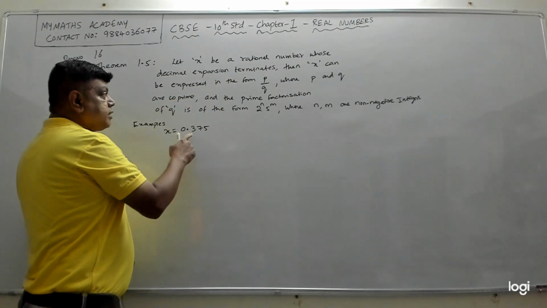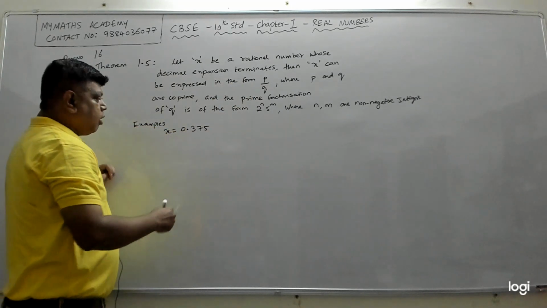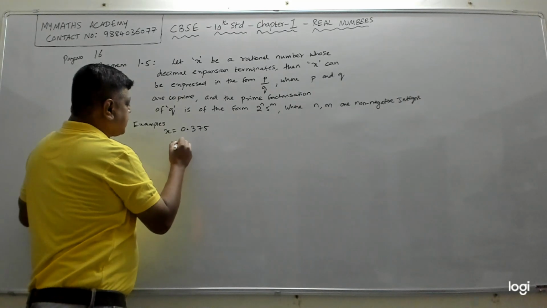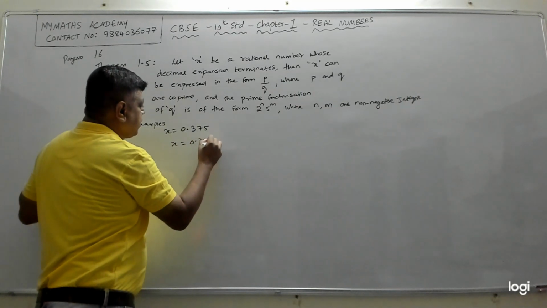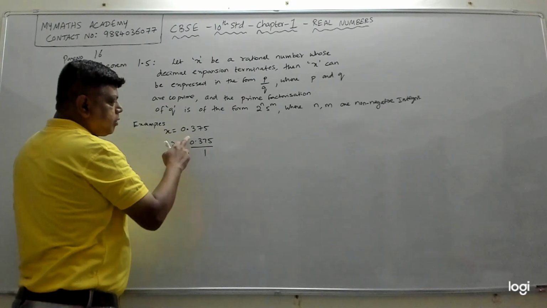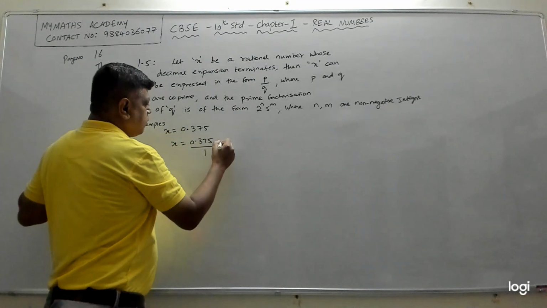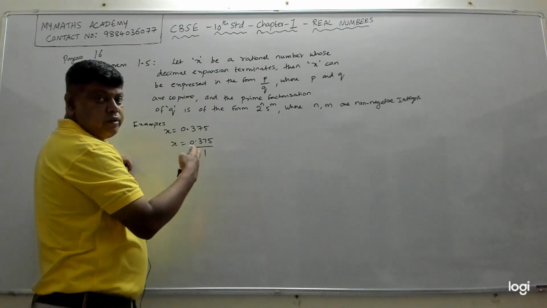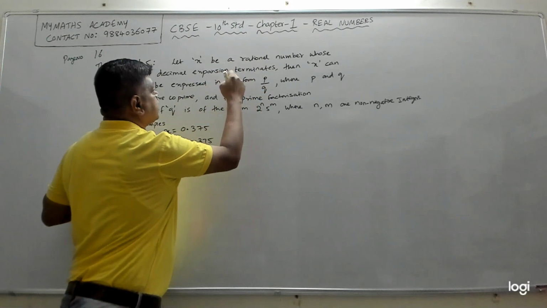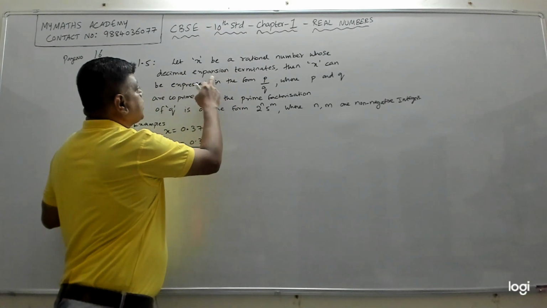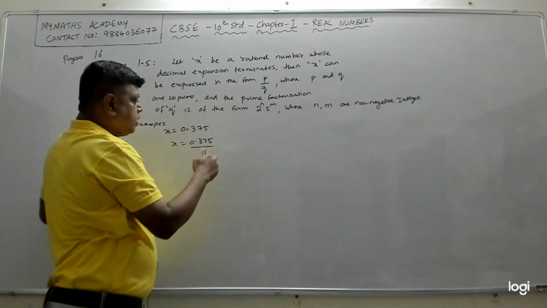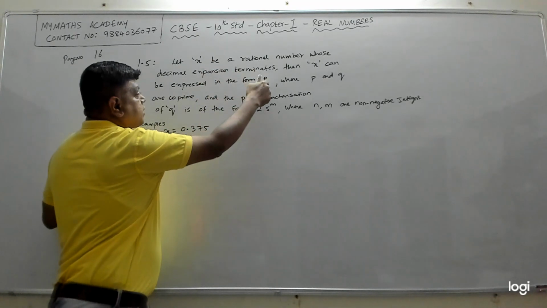Then we can write x in the form of p by q. Right? How do we convert this decimal into a fraction? So I will write x as 0.375 by 1. Right? Any number can always have denominator 1. So we are going to convert the decimal into the fraction form, because it says that whenever it has a terminating decimal expansion, then x can be written in this form. So I should write x in this form, which means I need to convert x as a fraction, p by q.